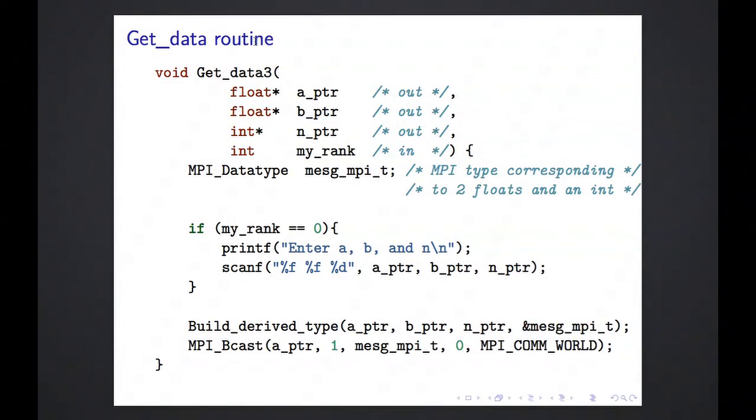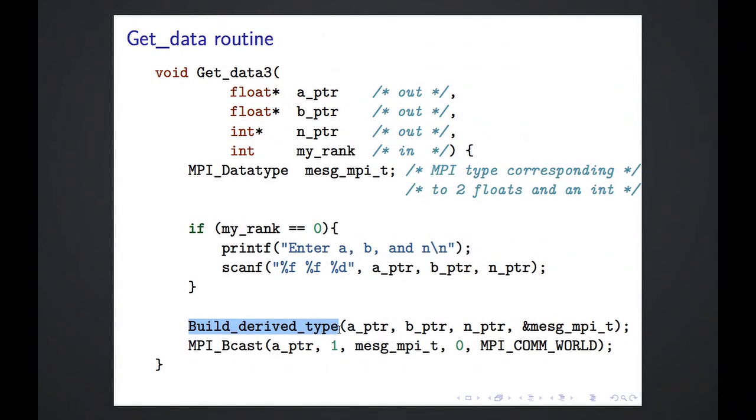And in this case, we were using integration as our example, so A and B were the two limits of integration, and N was the number of trapezoids we used to approximate the integral. So I have getData, I declare an MPI data type object, and here I do some input. So if the process rank is 0, I read in what A, B, and N should be. And then I call the function I just defined.